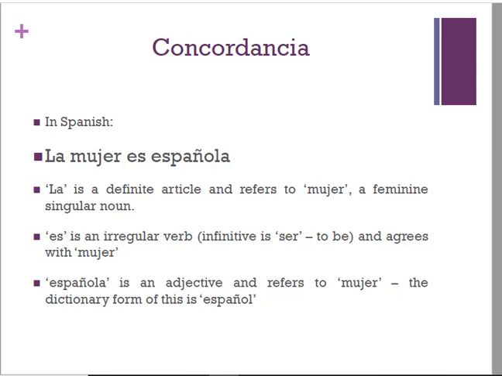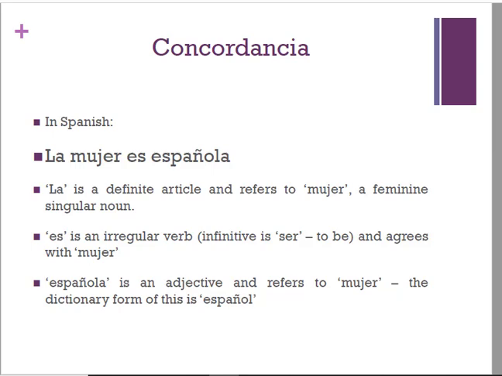Generally, words ending in A are feminine and words ending in O are masculine, sorry. Other words that are typically feminine are words ending in sión or ción, S-I-O-N, C-I-O-N, or dad or tad, D-A-D, T-A-D.